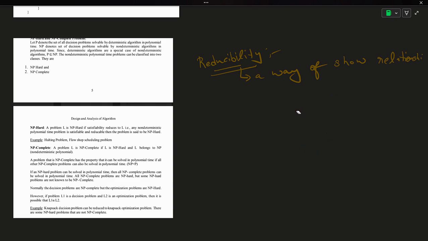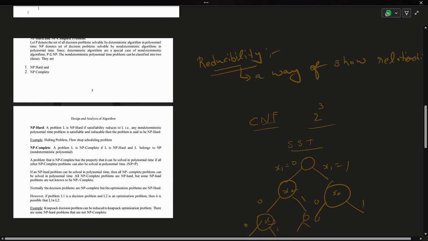In the previous case, I have drawn and shown a conjunctive normal form example which runs in exponential time. If I draw a state space tree for that problem, it looks something like this: taking x1 as 0, taking x1 as 1, then x2 as 0, x2 as 1, and similarly x3 as 0 and 1 at each branch. You will find a similar state space tree for the 0-1 knapsack problem as well.